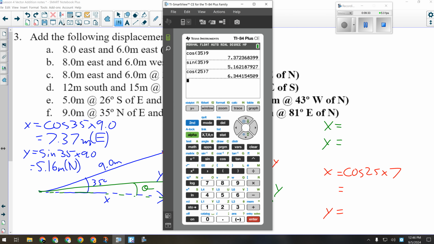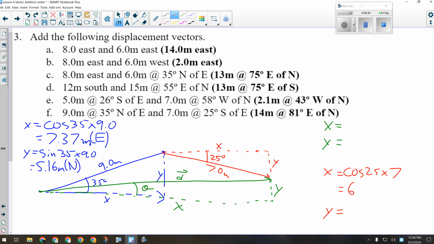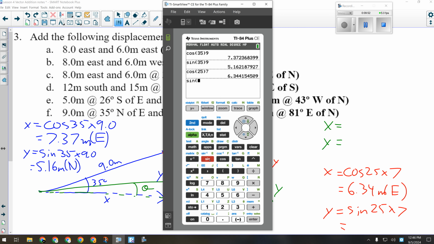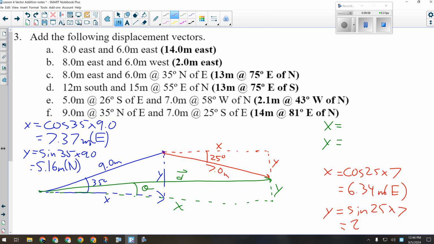So 6.34 meters, and that is east. And then for y, it is the opposite side, so we'll go sine of 25 times 7. So we got 2.96 meters south. Okay, so now I found all the x's and all the y's.